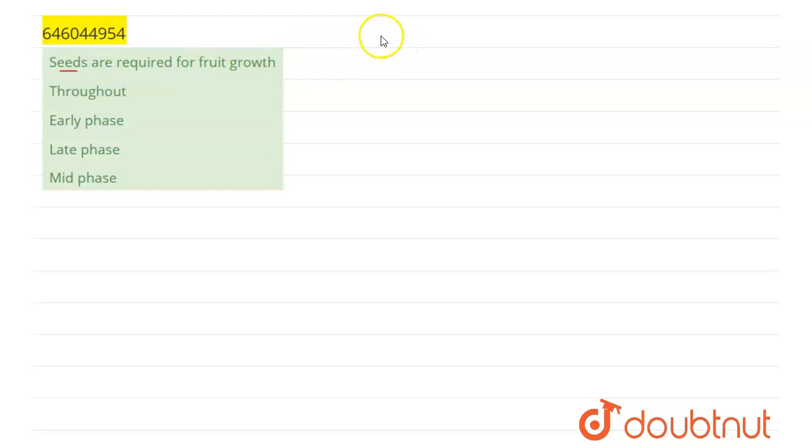Now when we talk about the seed, we have to talk about the female reproductive part of the flower, which is known as the gynoecium. And this gynoecium has three parts. If I draw the gynoecium, it has a stalk, a bulged part, and an upper part. Here the pollen grains are attached.